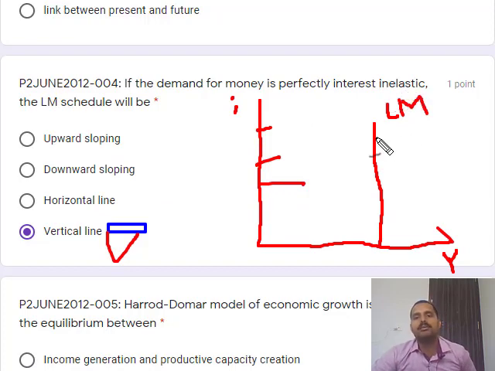because the LM curve is affected when demand for money is affected. Since demand for money is interest inelastic, the LM curve will be a vertical line. We will see these things in detail in the chapter-wise lectures. So for now, you just remember that for an interest inelastic demand for money, the LM curve will be a vertical line.